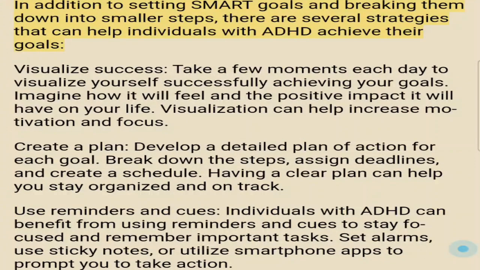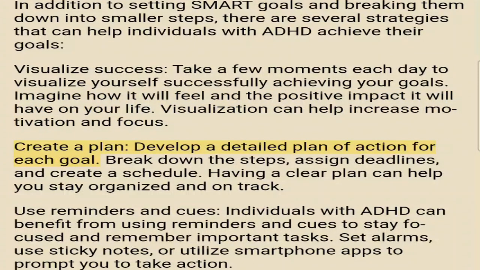Utilizing strategies for goal achievement. In addition to setting SMART goals and breaking them down into smaller steps, there are several strategies that can help individuals with ADHD achieve their goals. Visualize success. Take a few moments each day to visualize yourself successfully achieving your goals. Imagine how it will feel and the positive impact it will have on your life. Visualization can help increase motivation and focus.